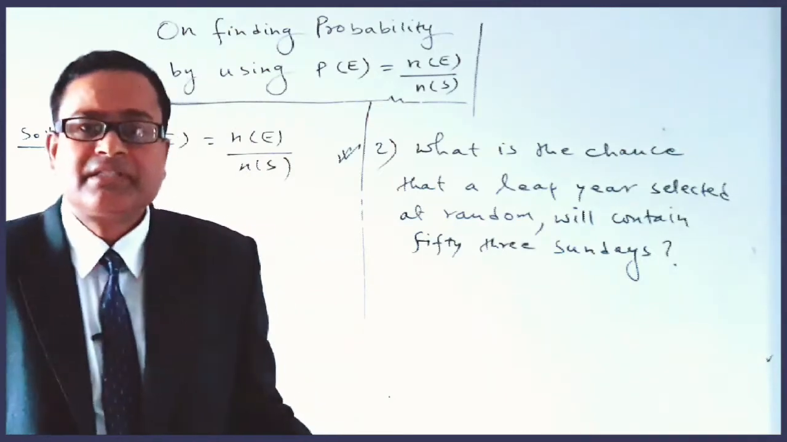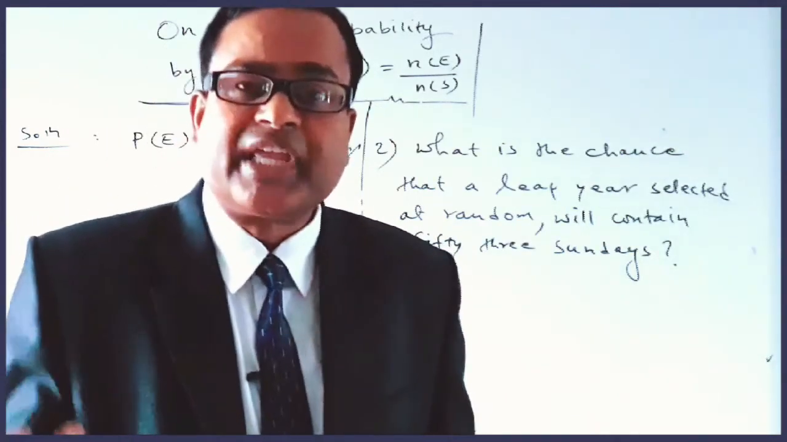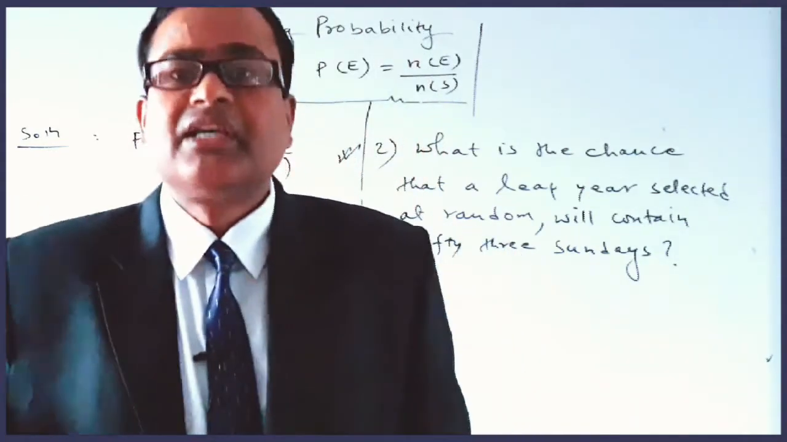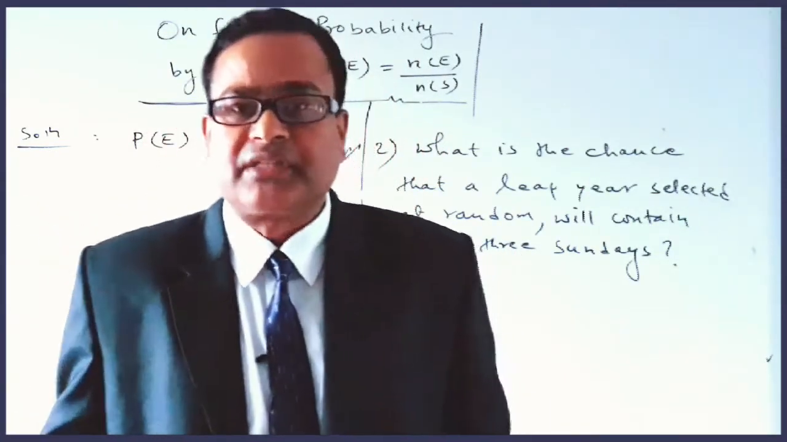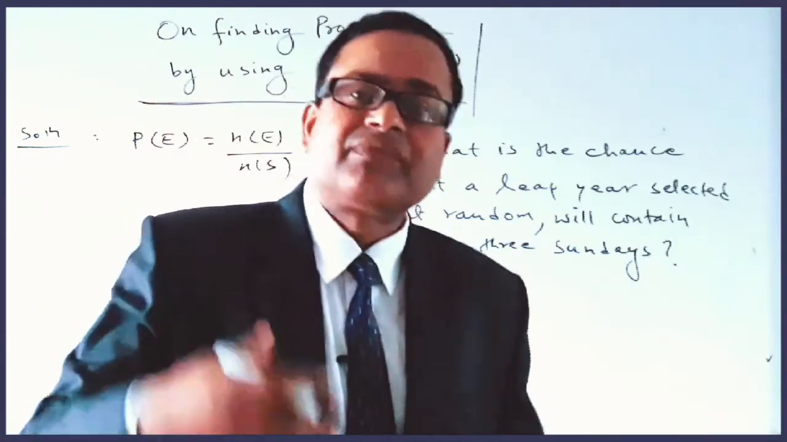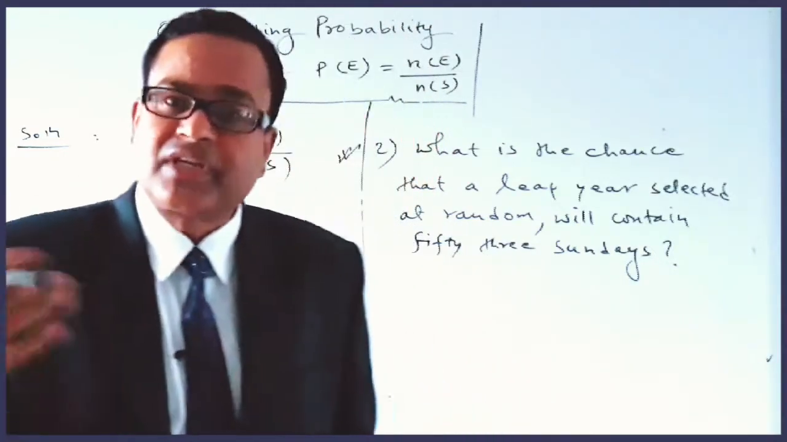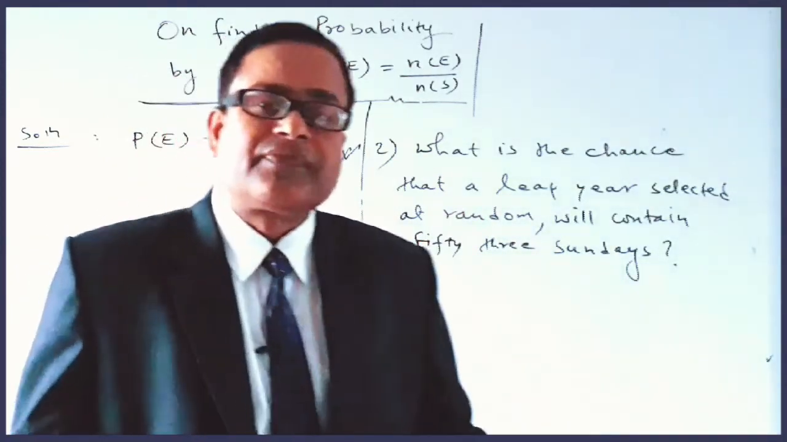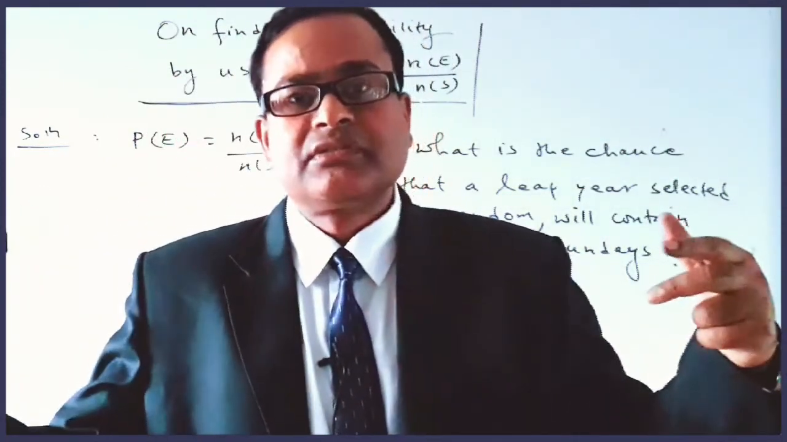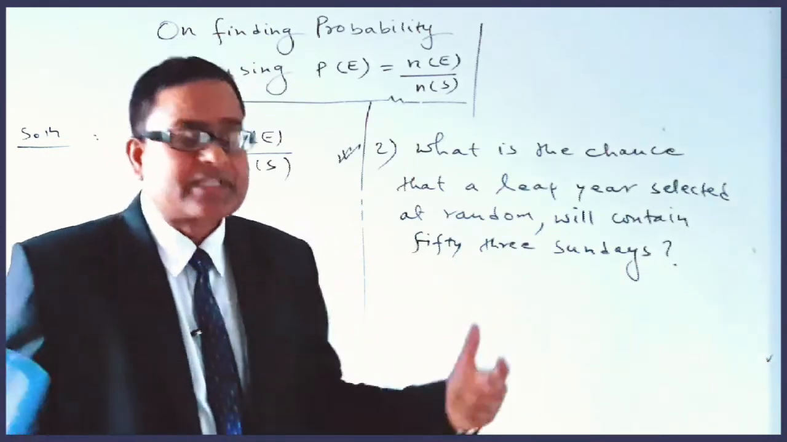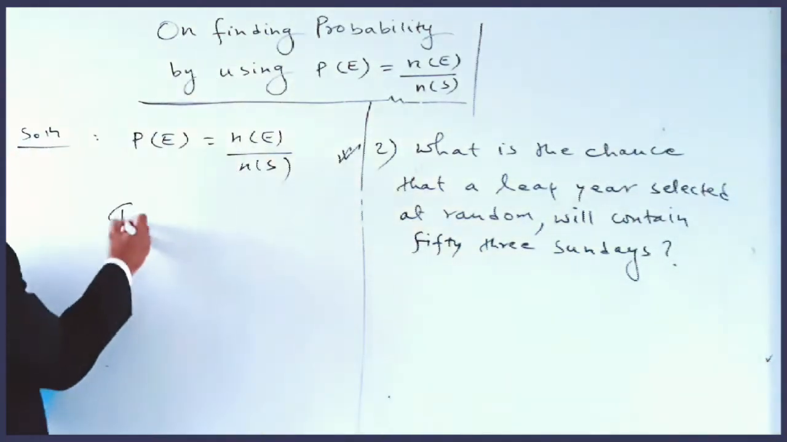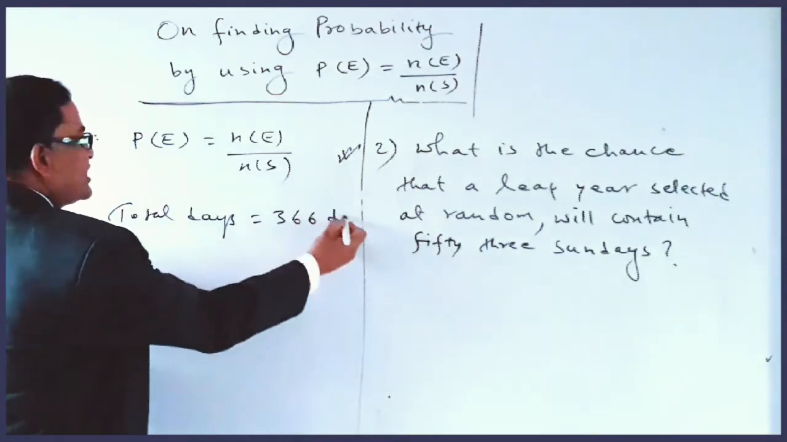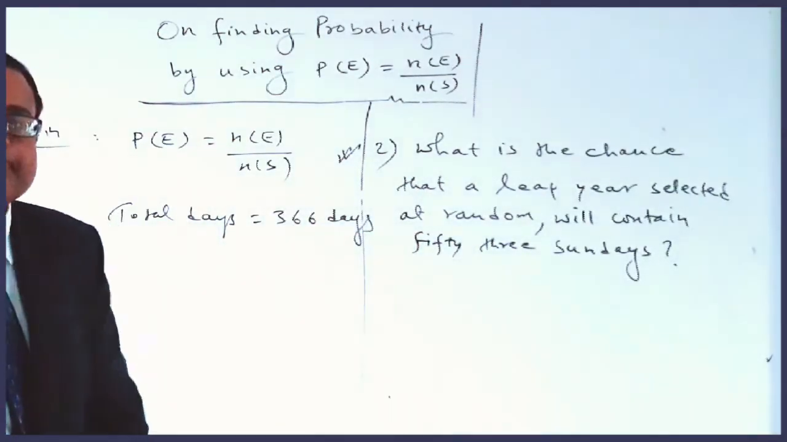And dear student, we know that in every week, there is one Sunday, one Monday, one Tuesday, and so on. So in every week, we have each day from Sunday to Saturday. So we have to convert the number of days of leap year into weeks. So let's convert. So total days in a leap year is equal to 366 days.